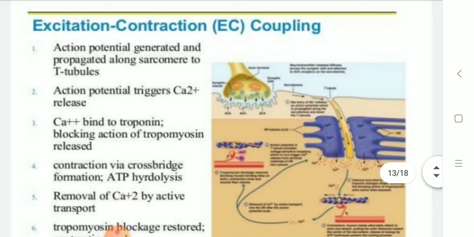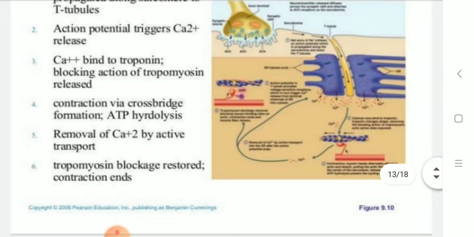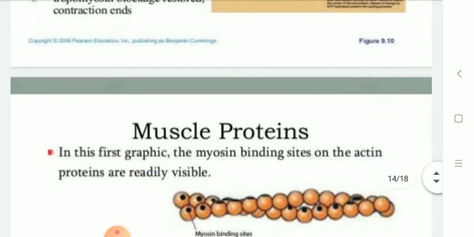We repeat again. Action potential is generated and propagated along the sarcolemma to the T tubules. Action potential triggers calcium release. After the calcium release, calcium binds to troponin, then the blocking action of tropomyosin is released. Contraction via cross bridge formation, ATP hydrolysis. Removal of calcium by active transport. Tropomyosin blockage is restored and contraction again ends.